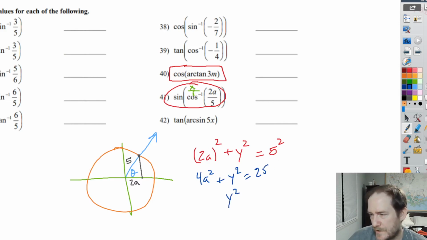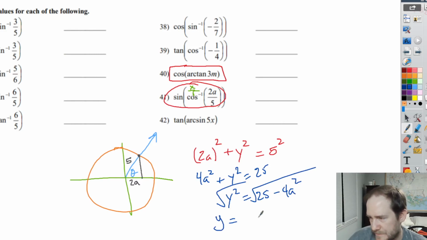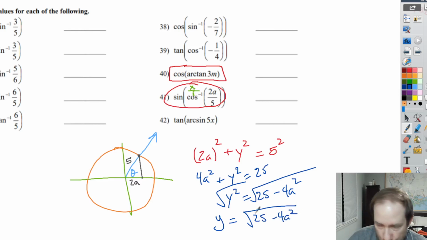So y squared is going to be 25 minus 4a squared. So I take the square root, and y is going to be the square root of 25 minus 4a squared. And again, no, you cannot reduce that.